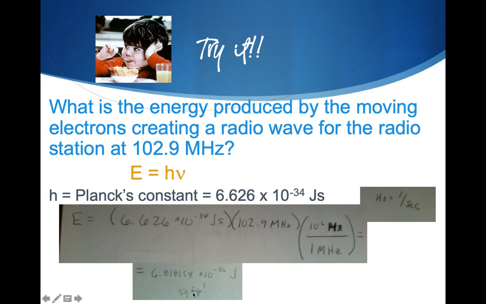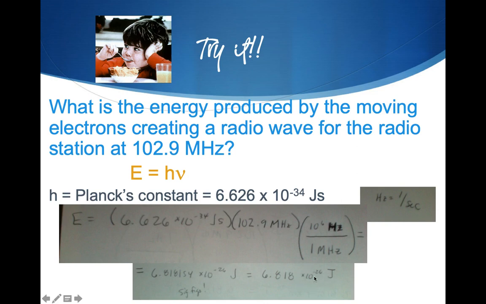Oh, we have to do sig figs though. So I can keep 1, 2, 3, 4 from there. And this is a definition, so I can keep 4 sig figs. I look at the next number for rounding, which does not round up. So those chop away, and I get 6.818 times 10 to the negative 26 joules.